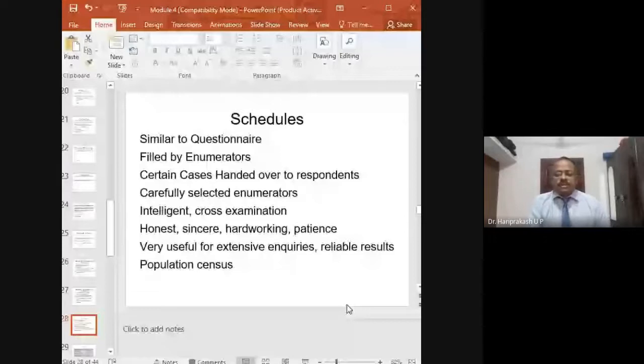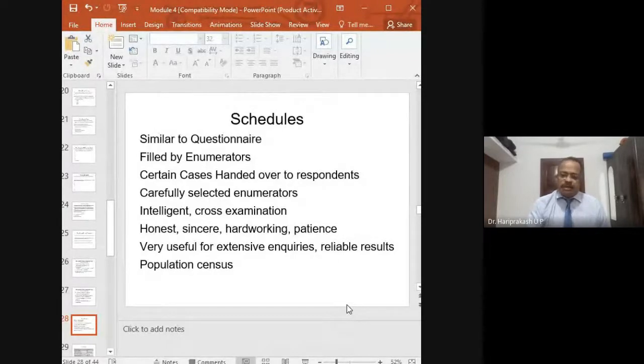So in our previous session, we were discussing questionnaire. So our main topic here is the various sources of data, types of data, how we can collect data, what are the different ways, techniques, tools to collect the primary data. So that is what is our discussion.